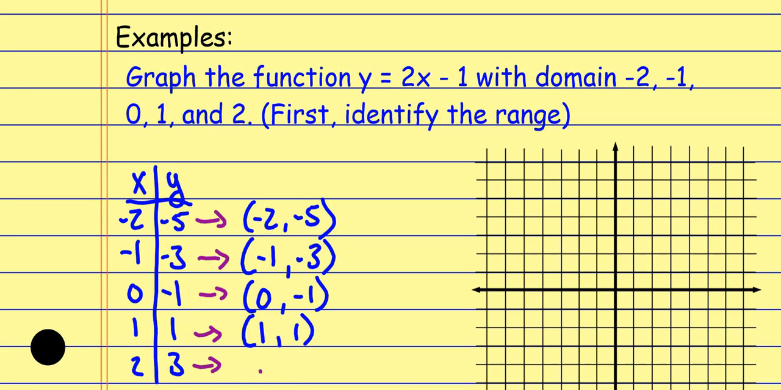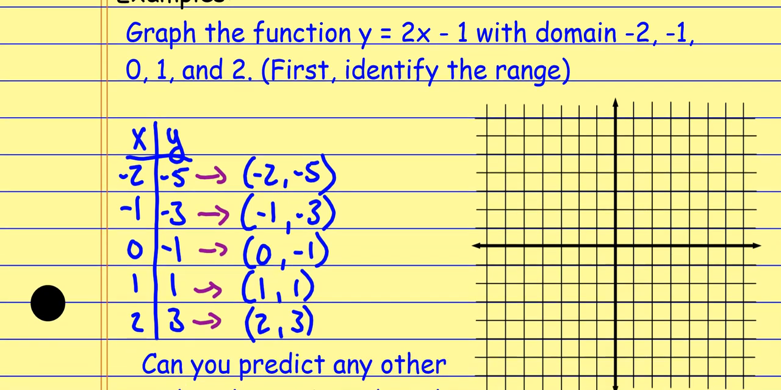And in the next example, we'll go right from the XY chart to see if we're okay just graphing those right from the XY chart. If you need to write them as ordered pairs, that's okay. But now let's plot these things. Ready? -2, that's left 2. -5 is down 5. So there's my first point.